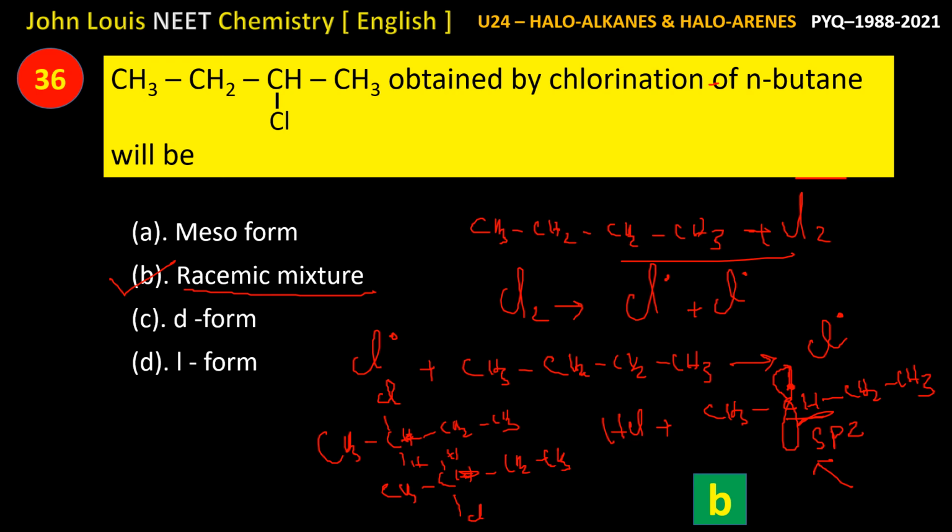Which is sp2 hybridized. Therefore the p orbital will be projecting upward and downward, and the next chlorine free radical can attack from the upper side or bottom side. Therefore two options are possible. Therefore two different products we will get. That is why the racemic mixture is the correct answer. Hope it is very clear to you.